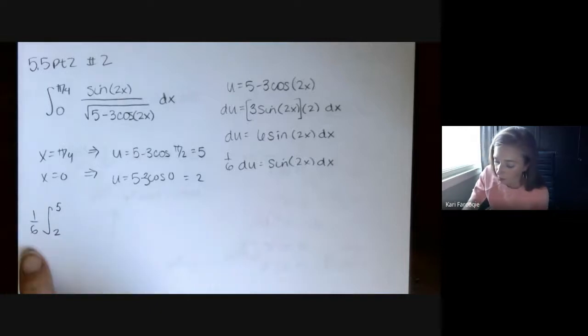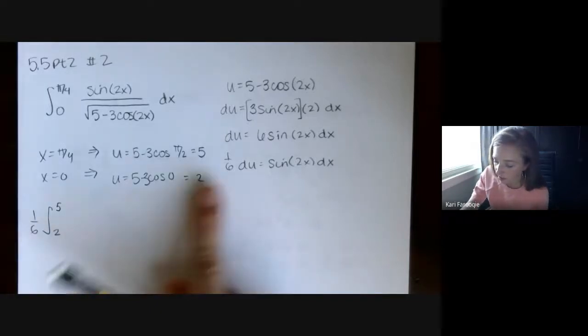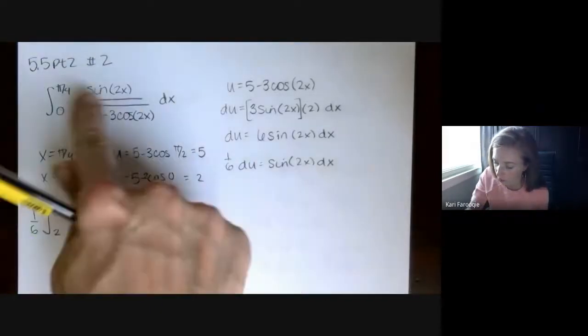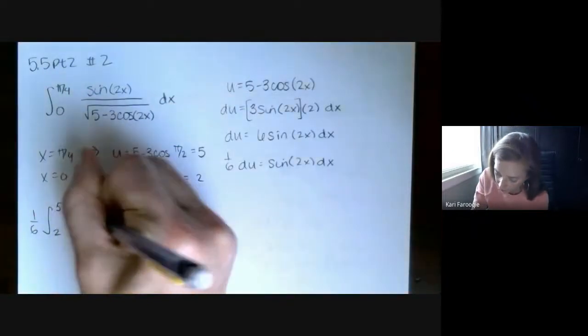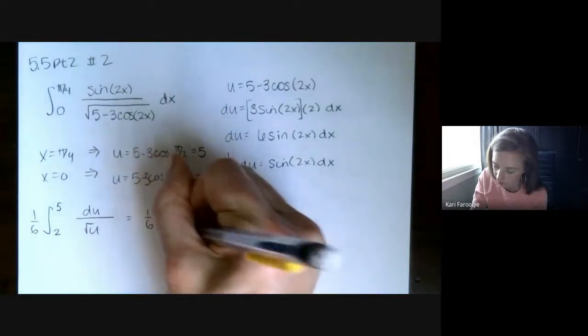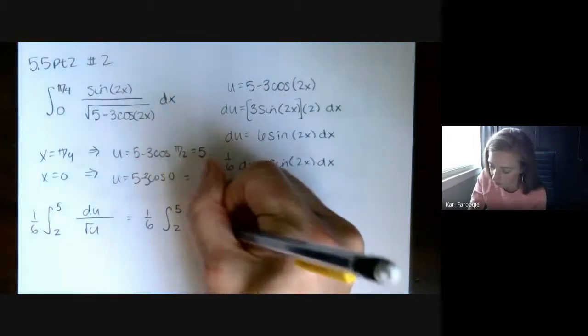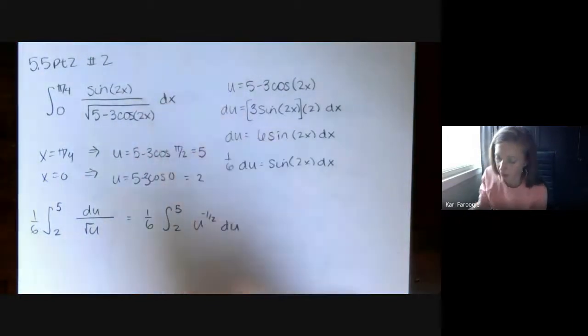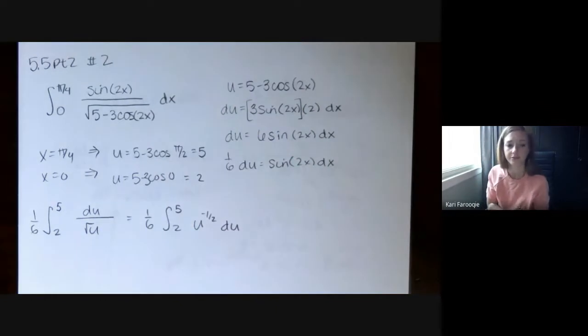Okay, I'm going to put the 1/6 out front, and then I have a du, and that's going to represent my numerator, and then divided by the square root of u. And then we'll rewrite this as 1/6 times the integral from 2 to 5 of u to the negative 1/2 du.